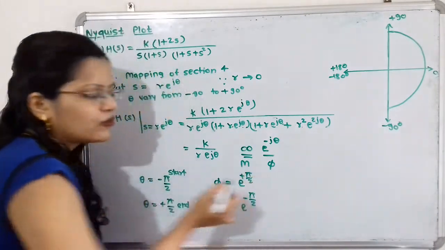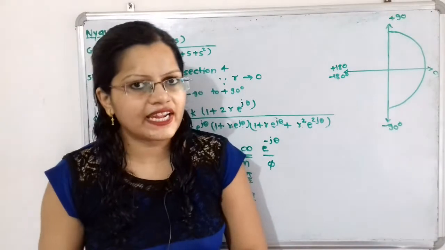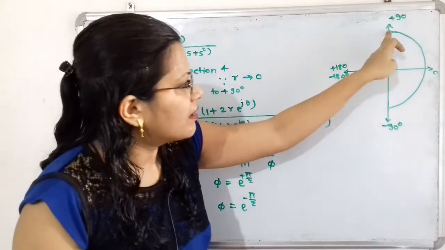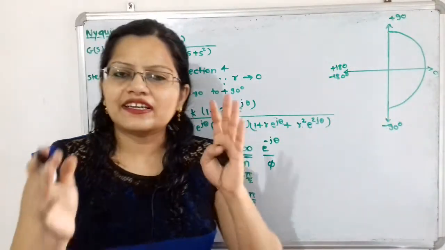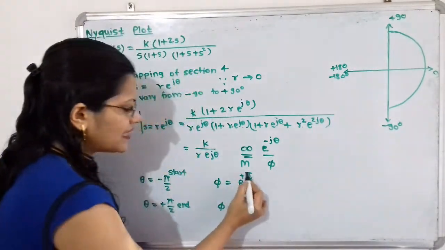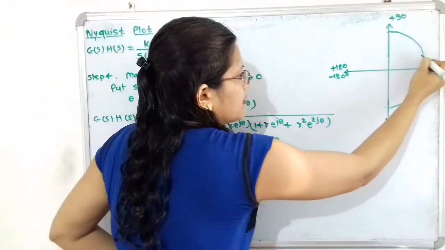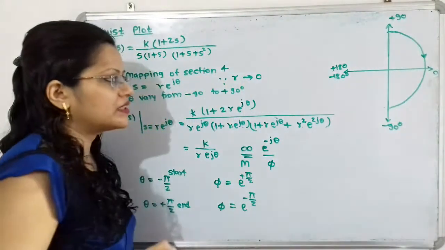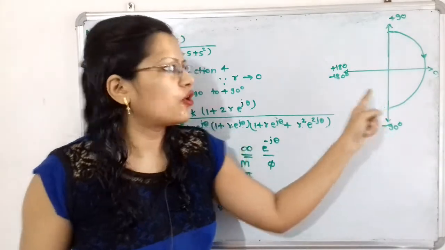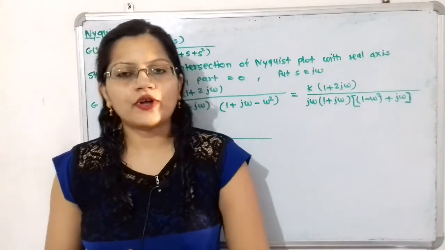And here how to calculate total angle covered, this 90, that means 180 degree. So total angle covered, that is 180 degree, that means half circle. And I have to take arrow, this is the start point, that is from plus 90 towards the minus 90. So this is the Nyquist contour for this section 4. Now we will move to this step 5.